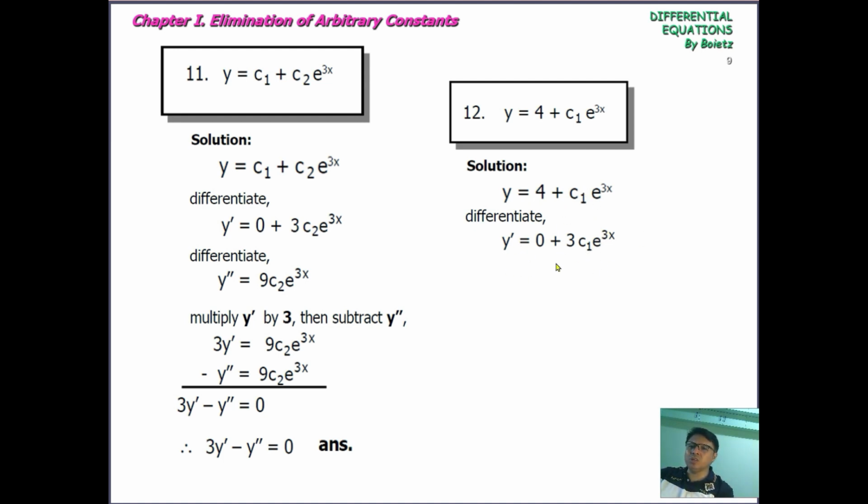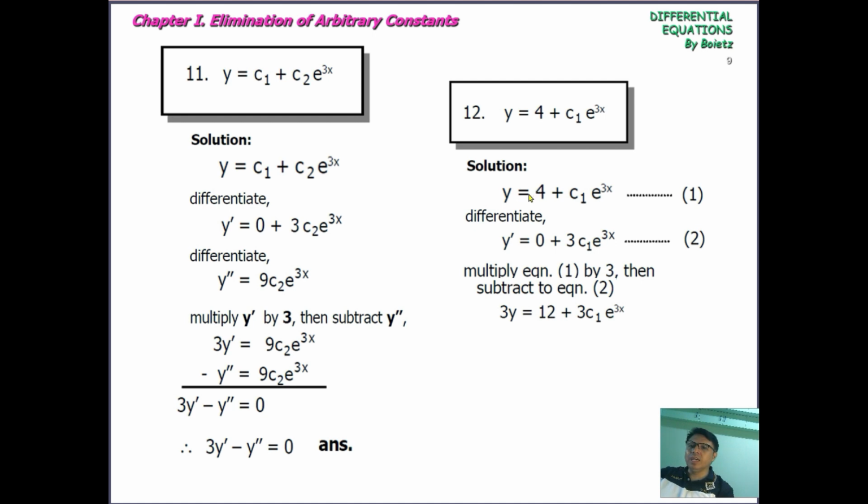So, we will use simultaneous equation. Call this equation 1, call this equation 2. Then, multiply equation 1 by 3. Then, subtract equation 2. So this becomes 3y equals, multiplying 12 by 3, then this becomes 3C1 e to the 3x. Then, subtract equation 2, y prime equals 0 plus 3C1 e to the 3x. Then, this will become 3y minus y prime, then the 12 cancels, becoming 0. So, therefore, this will be your final answer.